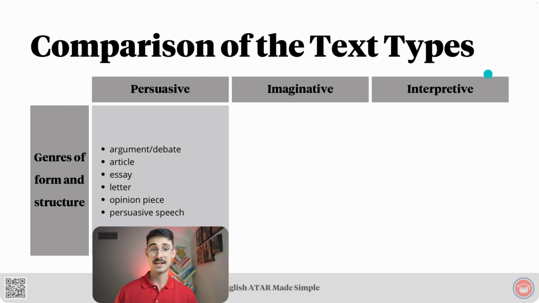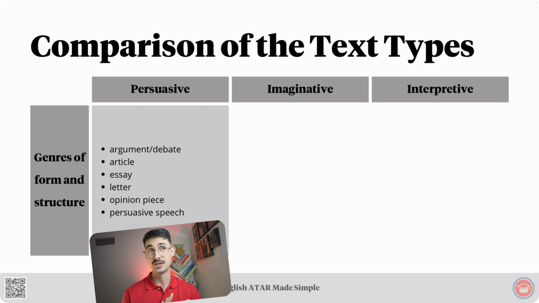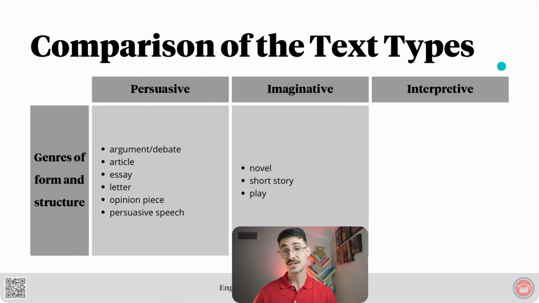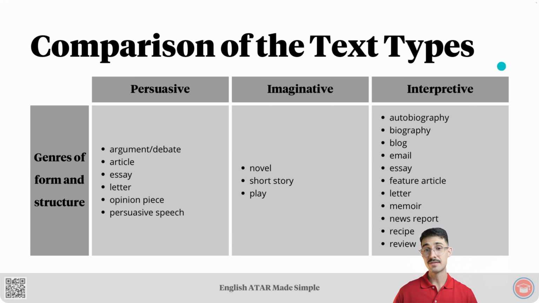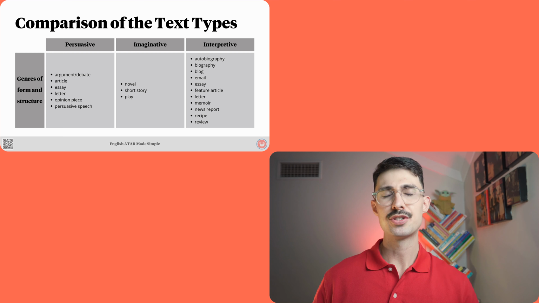Here's a comparison of the text types focusing on the genres of form and structure they can fall within. For persuasive text, it's common to see an essay, an opinion piece, a persuasive speech, which is my personal favorite. For imaginative text, the common ones in English ATAR are novels, short stories, and occasionally plays. For interpretive text, we see autobiographies, biographies, feature articles, memoirs, news reports, etc. We saw a version of this slide in the lesson on genre.